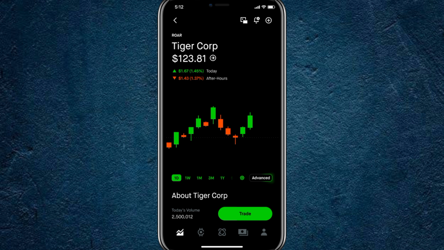Finally, use all these elements together. Read the candlesticks to understand price behavior, verify the trend across different time frames, check volume to confirm interest, and consult RSI or MACD for additional insight. With practice, you'll form a clear, structured view of price movement, trends, and overall market activity inside Robinhood.